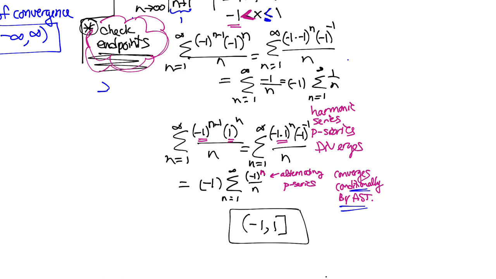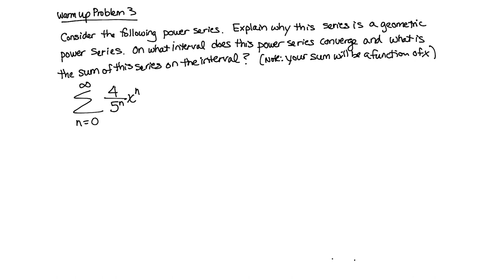Following power series. The sum n equals 0 to infinity of 4 over 5 to the n times x to the n. Why is it a power series? How do we know it's a power series? Because where's n? N is up in the where? The exponent, the power, right? They're up there in the exponent and the power. That makes it a geometric series.